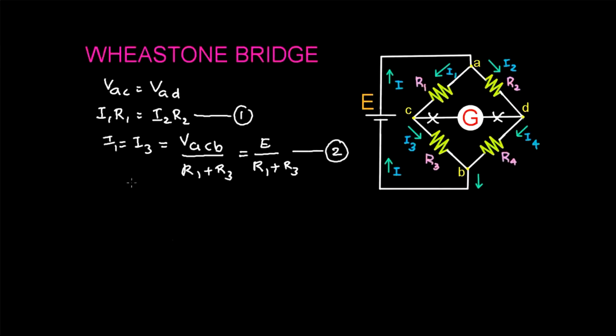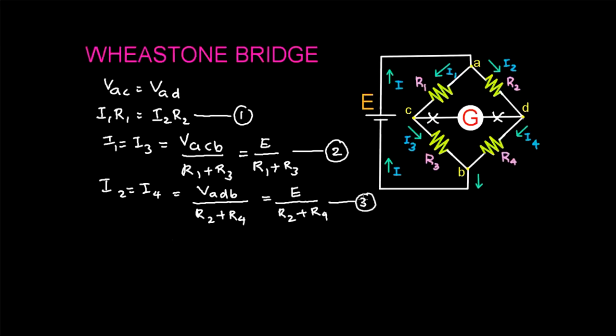Now consider the other path. There we can write the equation I2 is equal to I4, which is equal to VADB by R2 plus R4. VADB is also equal to E because ACB and ADB are parallel paths. So we can write it as E by R2 plus R4. I will call it equation number 3.